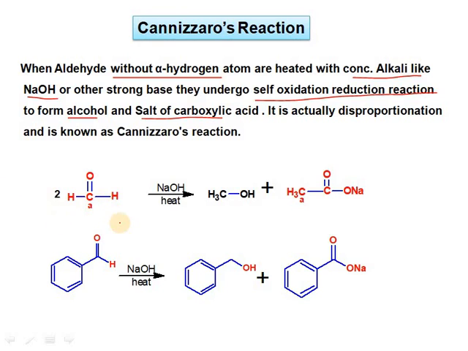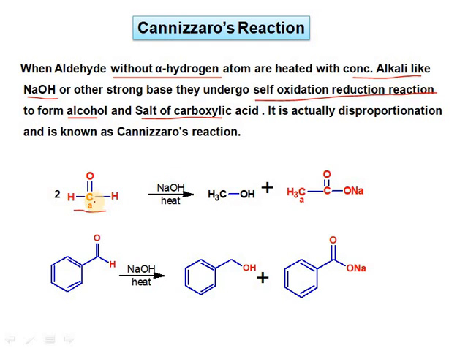Here, this is formaldehyde. It will not have any alpha hydrogen atom. Alpha hydrogen, we know, means the hydrogen on the carbon attached to the functional group, right? The carbon attached to the functional group. There are no such carbons, so alpha carbons are not present.